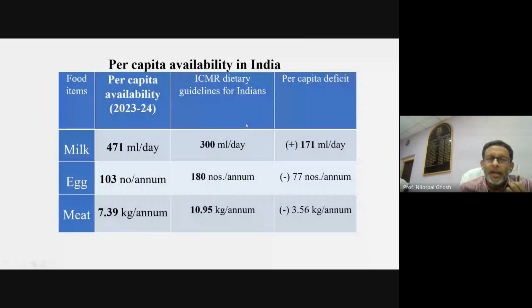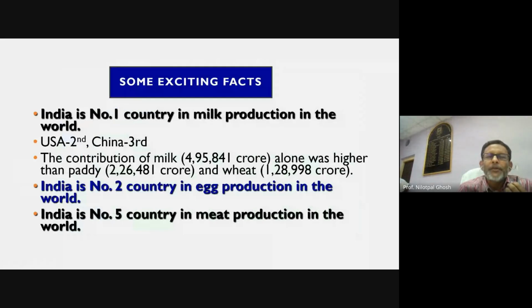Actually, we are producing more than our requirement. Requirement is 300 ml per day. Production is 471. In case of egg and meat, still we have to produce more because our requirement is more based on the human population. Now, we are number one country in milk production. We are number second country in the world in egg production, and in meat production, we are fifth in the world. This is the rank at present.